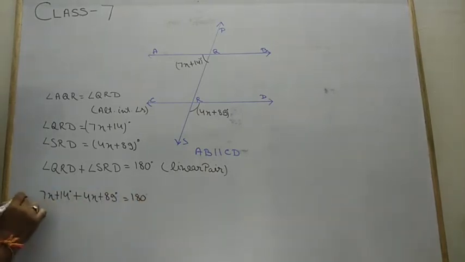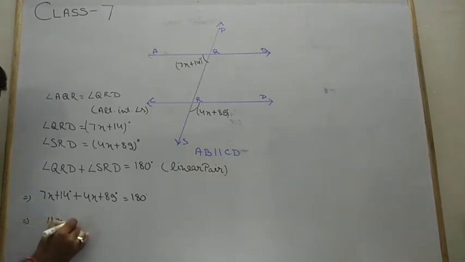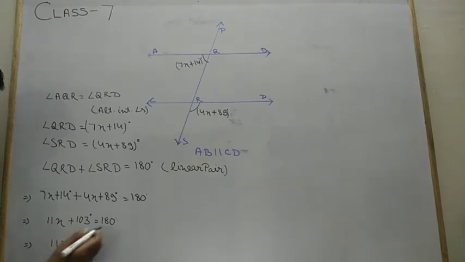7 plus 4, 11x plus 9, 4 plus 3... 1 carry... 103 degrees equals 180 degrees. It's 10 minus 3, 7; 7, 0, 0, 77 degrees. So therefore the value of x you can easily find out, that is 7 degrees.